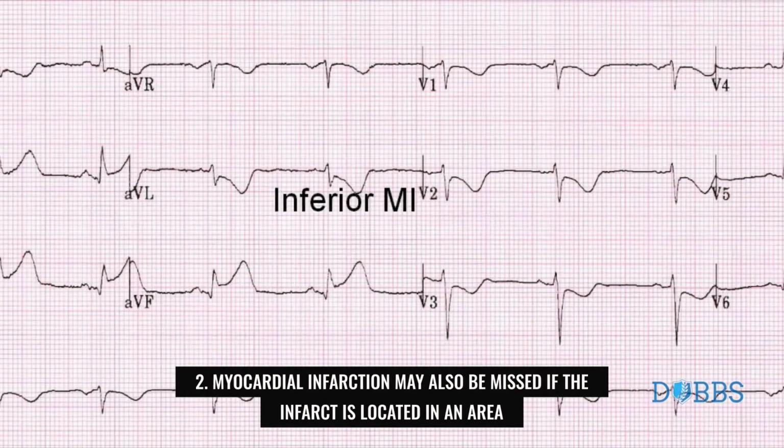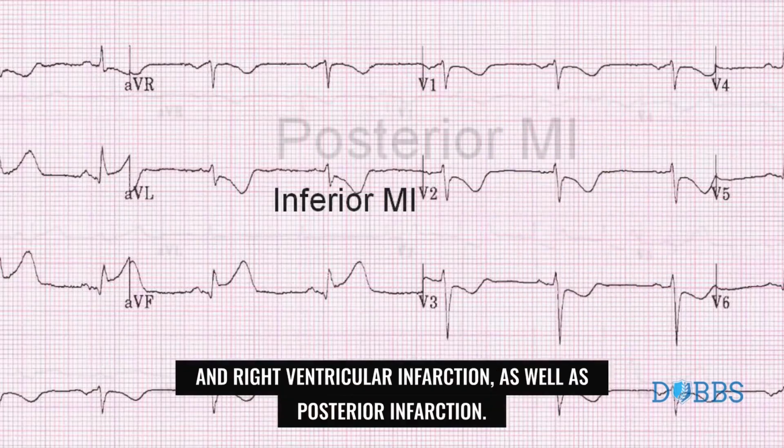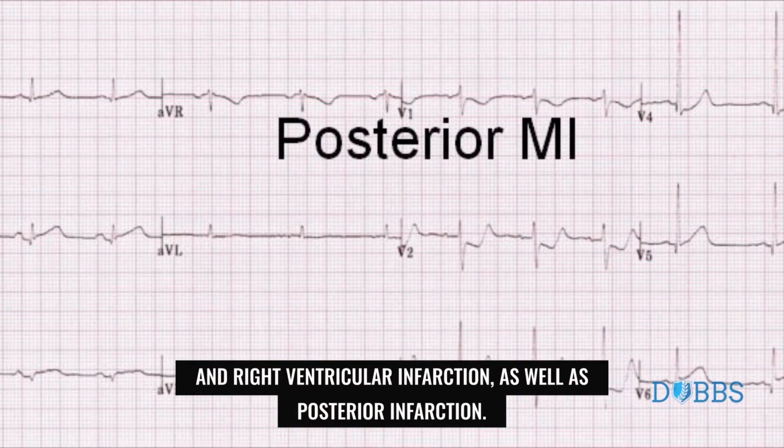2. Myocardial infarction may also be missed if the infarction is located in an area that is not well represented by the leads of the 12-lead ECG, for example, inferior and right ventricular infarction, as well as posterior infarction.